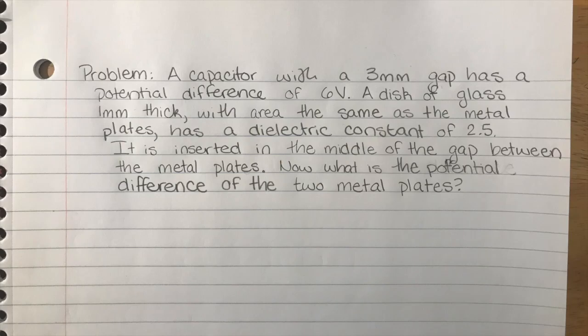So our problem today is a capacitor with a 3 millimeter gap has a potential difference of 6 volts. A disc of glass 1 millimeter thick with the area the same as the metal plates has a dielectric constant of 2.5. It is inserted in the middle of the gap between the metal plates. Now, what is the potential difference of the two metal plates?